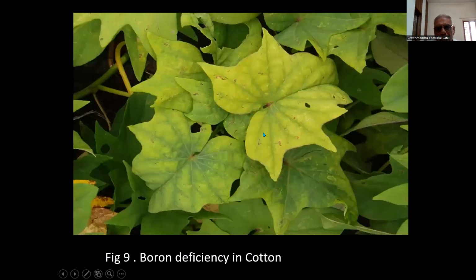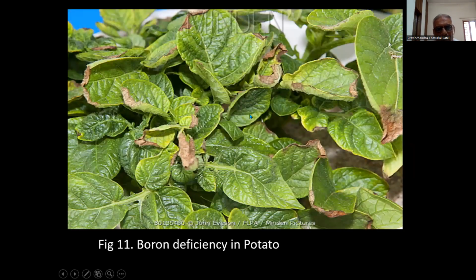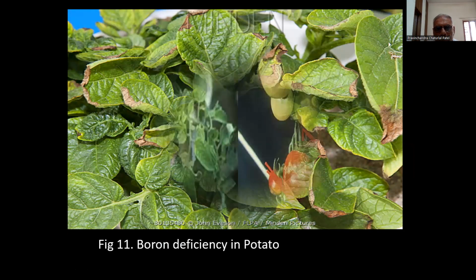Then boron deficiency in cotton, you can see here the yellowing of the top leaves of the cotton. Then boron deficiency in cowpea. Here you can see the yellowness of the cowpea leaves. Then boron deficiency in potato. Here you can see the yellowing and weak growth of the leaves.